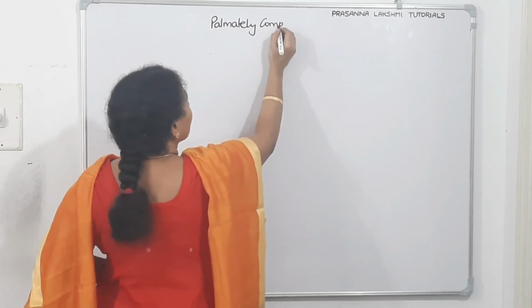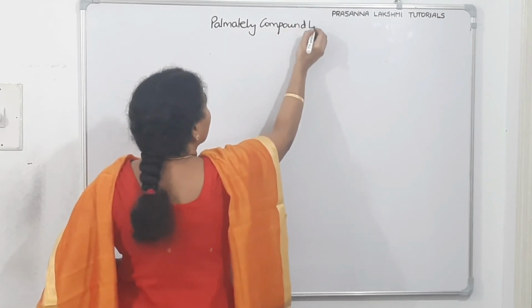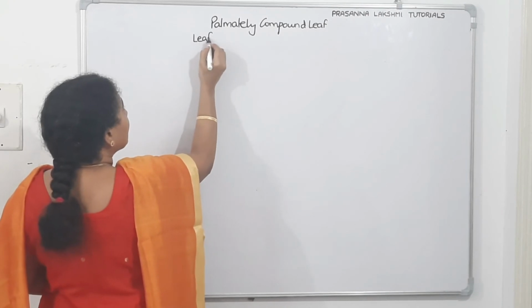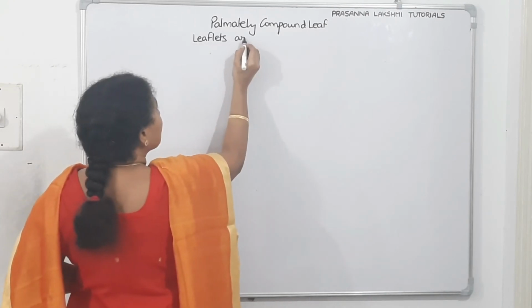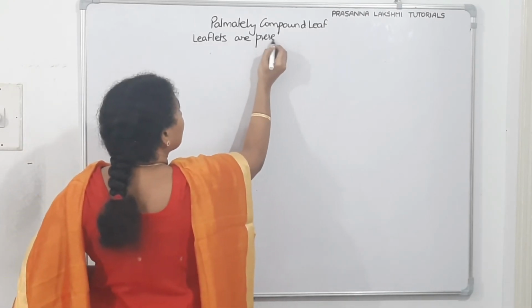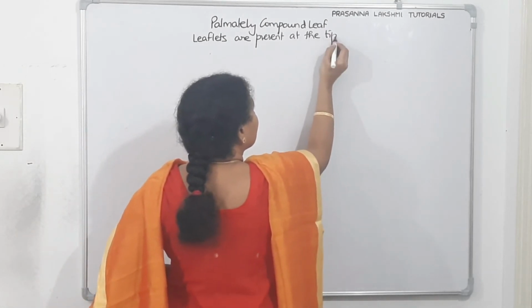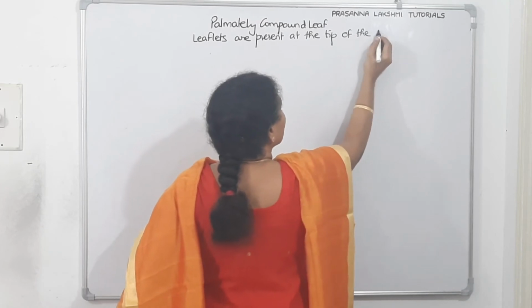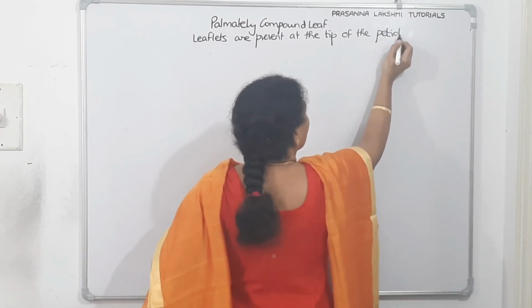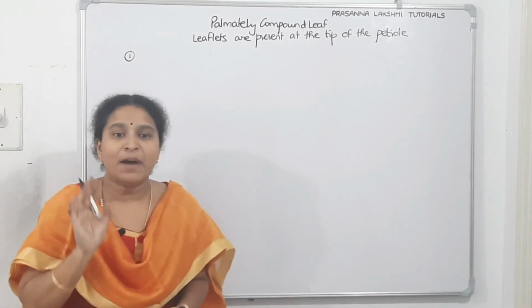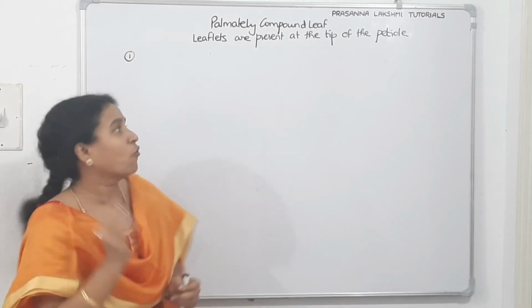Palmately compound leaf. In palmately compound leaf, we will tell the leaflets are present at the tip of the petiole. Now, if there is only one leaflet present, you call it as unifoliate.